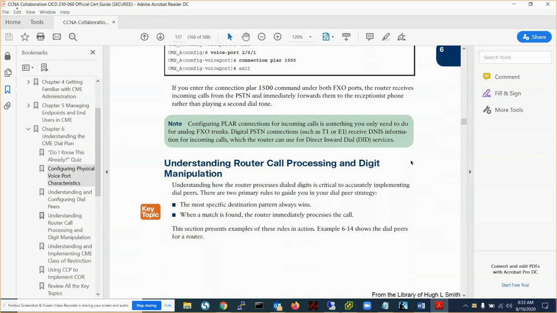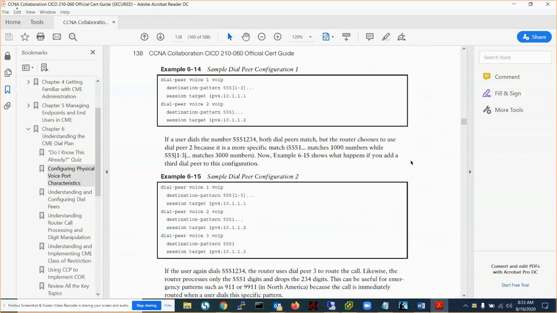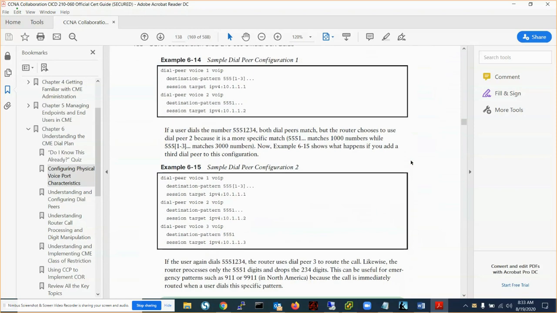Right. So we're going on to understanding router code processing and digit manipulation. I kind of showed that yesterday with NIB, how you manipulate digits and so on. This is a command here, dial-peer voice 1 VoIP, because remember this is a VoIP dial peer here now, and the destination pattern.